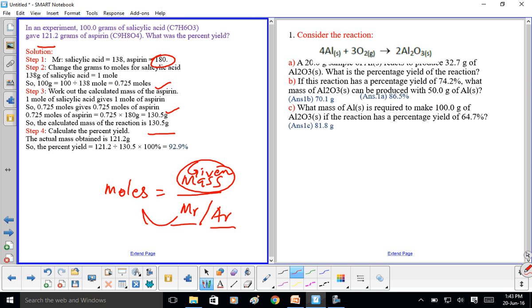But here, we have to calculate the percentage. The mass we got is 130. The actual mass you have here is 121. So it's 121 by 130 into 100. The answer is this one.